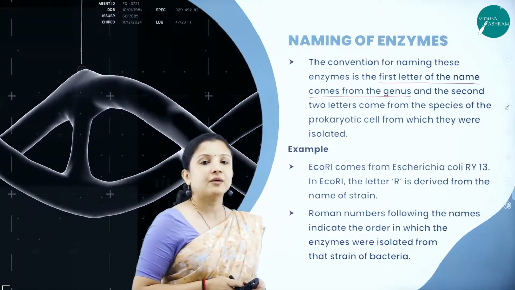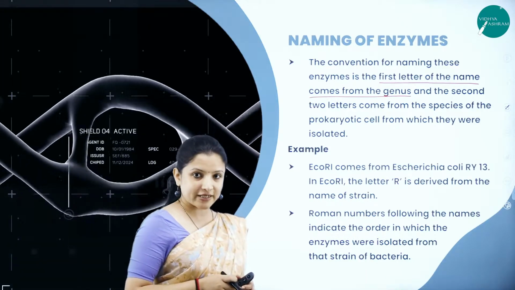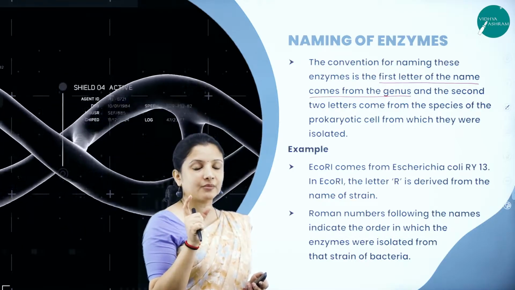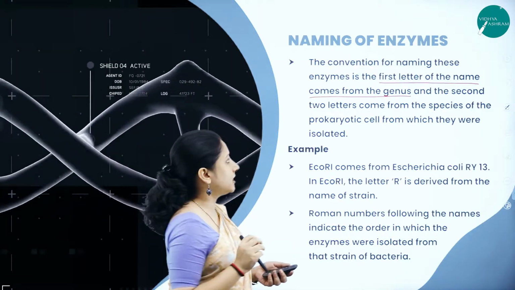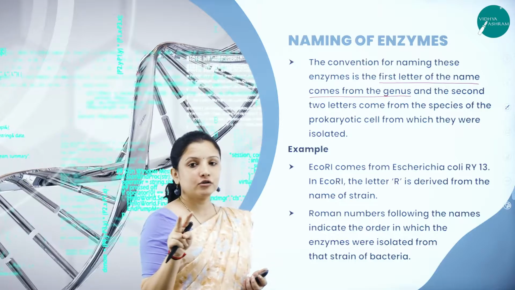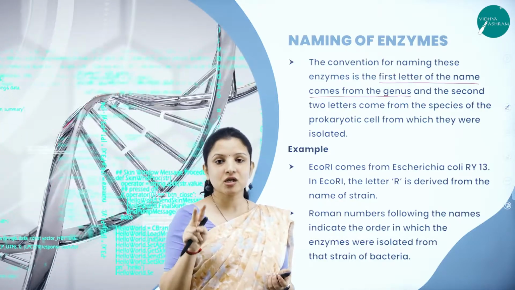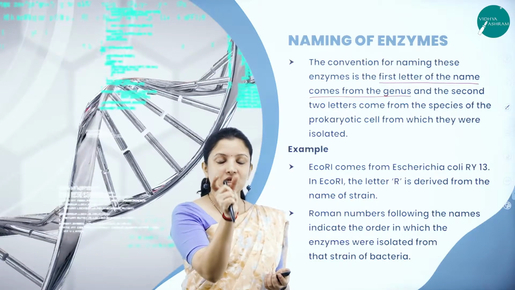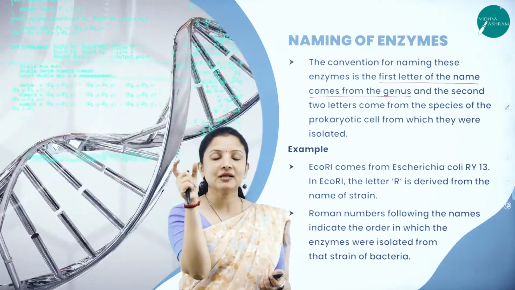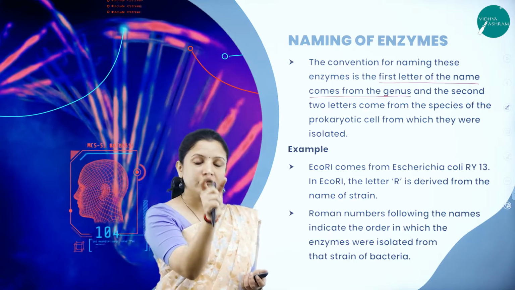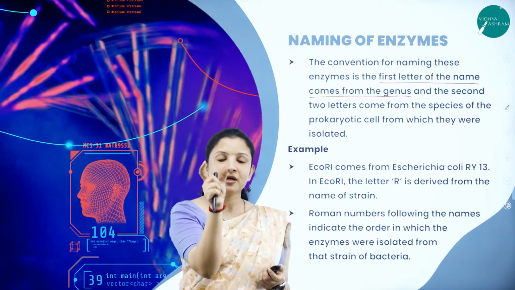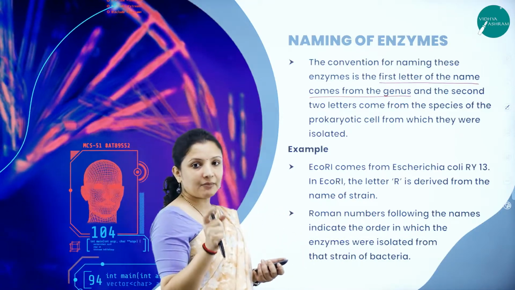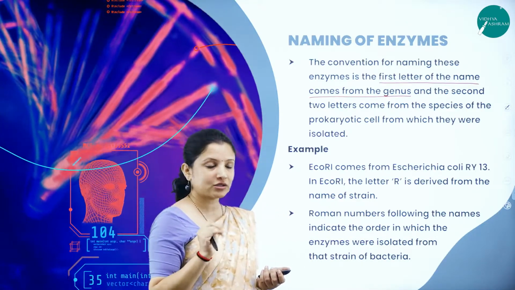Genus of what? Of the bacteria from which it was isolated. So the first name of the restriction enzyme is taken from the bacteria from which it is isolated. That is the genus name. We all know that under binomial nomenclature, a scientific name has two words, right? The first word is the genus and the second is the specific epithet. So, to name a restriction enzyme, the first letter they choose is from the genus name of that particular bacteria or the organism from which it was isolated.